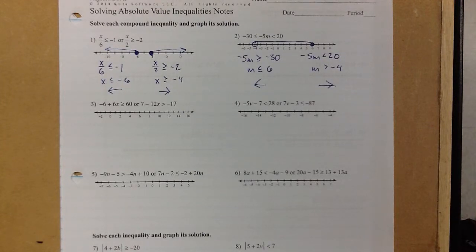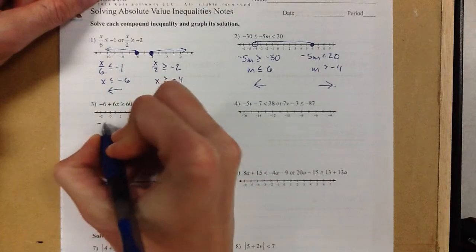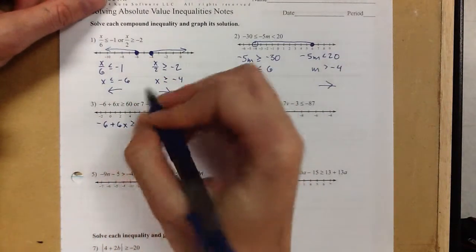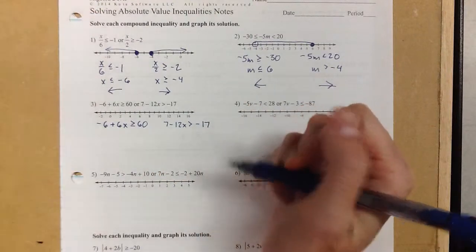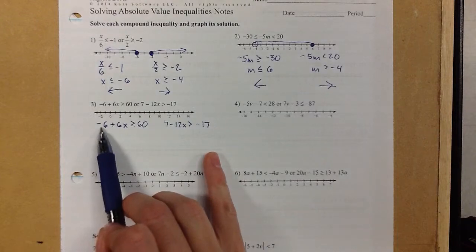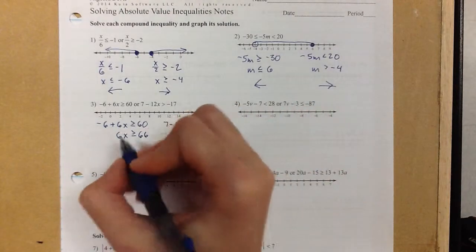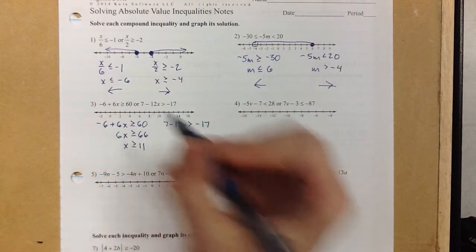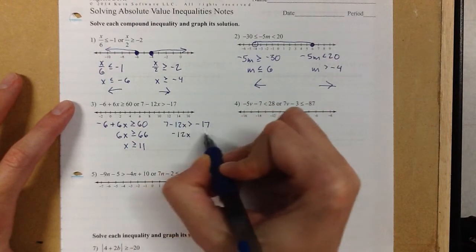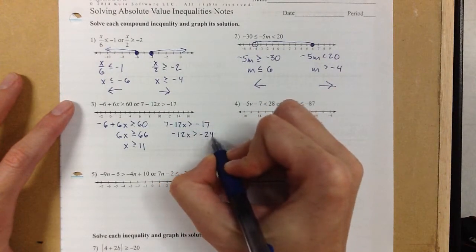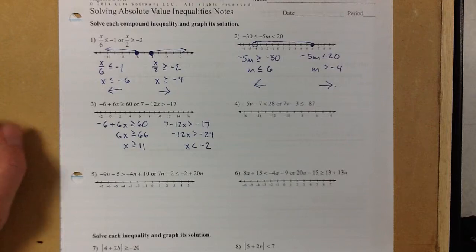We're good? Okay, I'll do two more of these and then we'll go on to other stuff. So up here, we have "or," so more than likely they're going to be going away from each other. Negative 6 plus 6x greater than or equal to 60, or 7 minus 12x greater than negative 17. We'll move our negative 6 over, add it to both sides: 6x greater than or equal to 66. Divide by 6, x is greater than or equal to 11. We didn't flip the inequality because we're not multiplying or dividing by a negative, so just leave it alone. Negative 12x greater than negative 24, so x is less than positive 2. Positive 2, sorry.